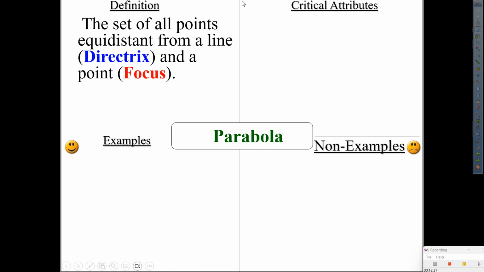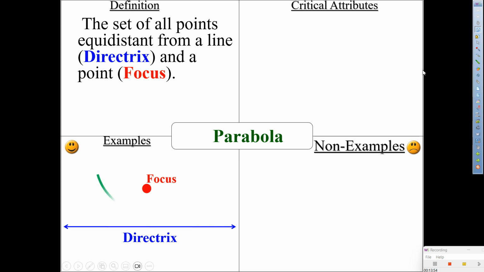All right. So to get started with our parabola, we start off with a point called the focus. So plot your focus on the example. Underneath that, sketch a line in blue. Label it directrix. And equidistant points from those two look like this. Here goes the animation. There it is. That's a parabola.